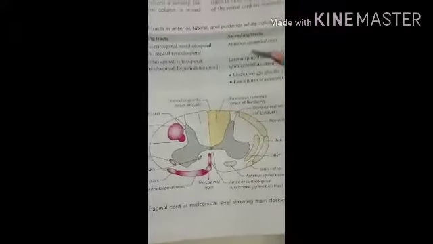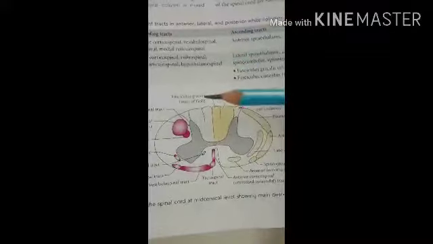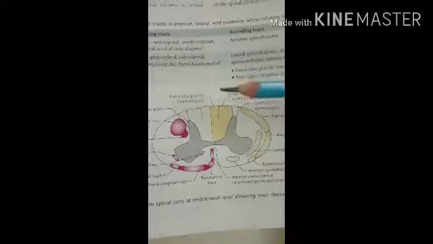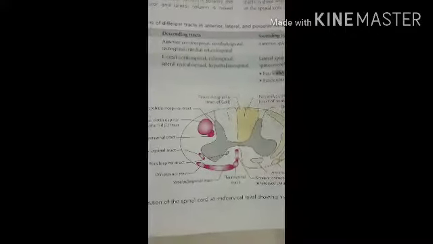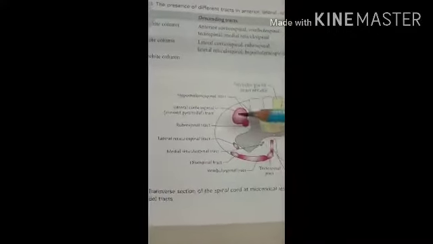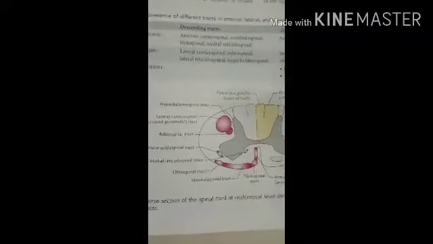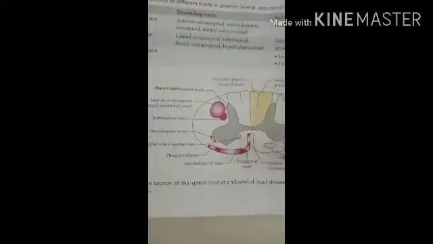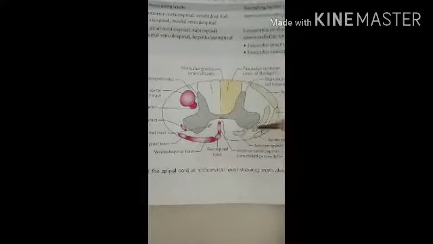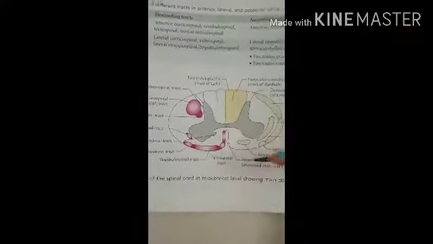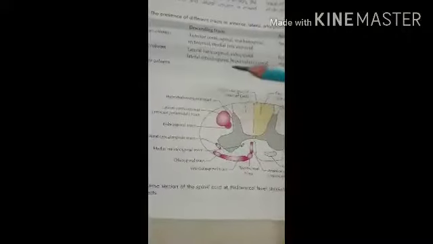Then let's see the descending tract. The descending tract conducts impulses to the spinal cord from the brain or the cerebral cortex. In this diagram, the red color is the descending tract. First is the corticospinal tract, or the pyramidal tract, which is very important. Here you can see the corticospinal tract.